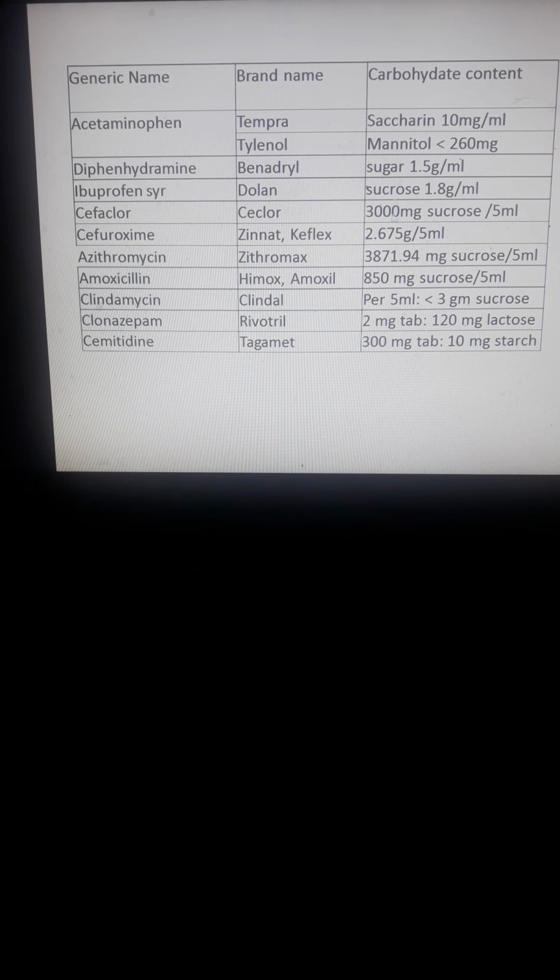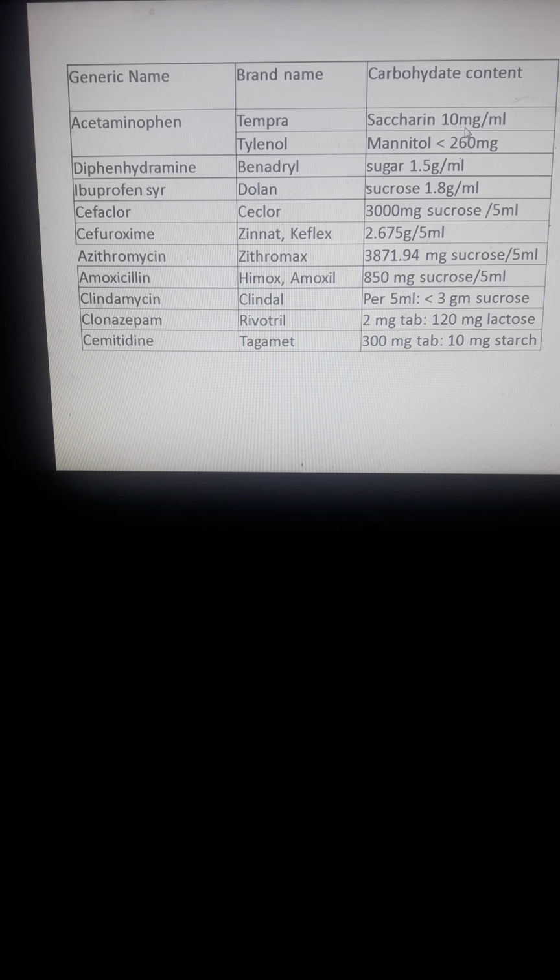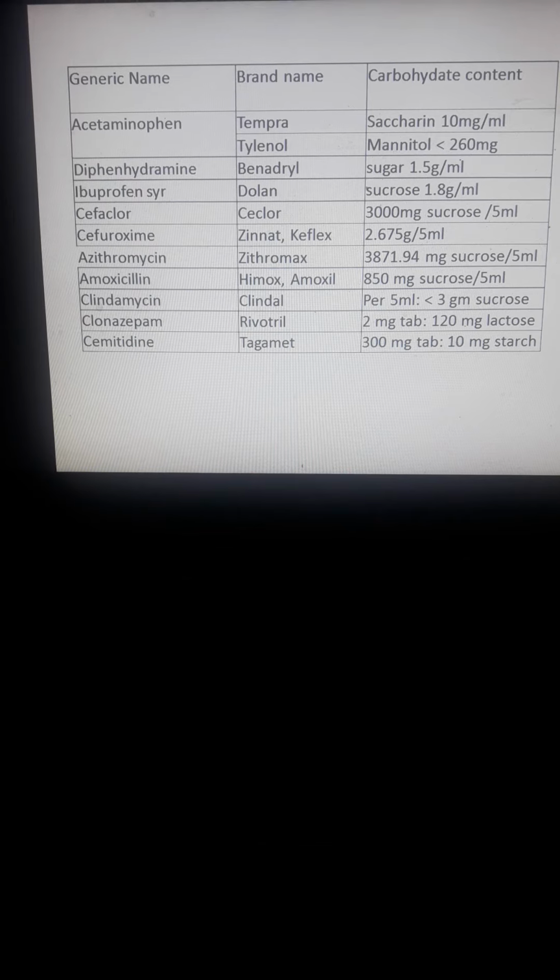Mostly it contains a lot of carbohydrate content. Usually this is a stabilizer, at the same time used as a coating, and also as a preservative. That's why when you take acetaminophen, for example a syrup with saccharin, 10 milligram per ml. So if that is 60 ml, about 600 milligram, that is considered a large amount of carbohydrate. It is sweet, to mask the taste of the acetaminophen also.